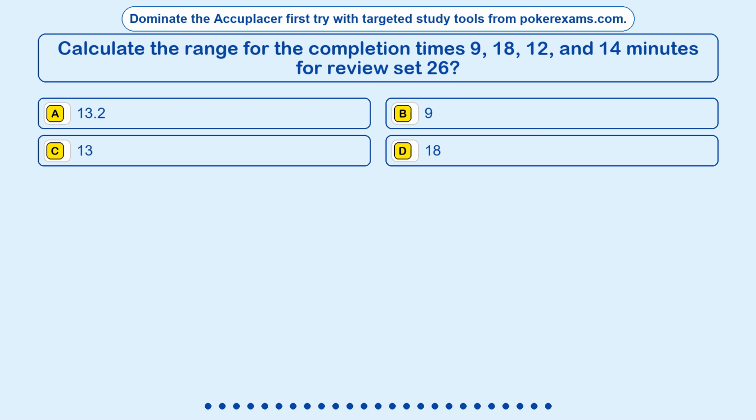Question 9. Calculate the range for the completion times 9, 18, 12, and 14 minutes for review set 26. Option A, 13.2. Option B, 9. Option C, 13. Option D, 18.